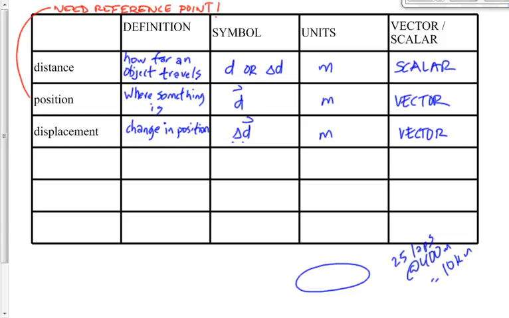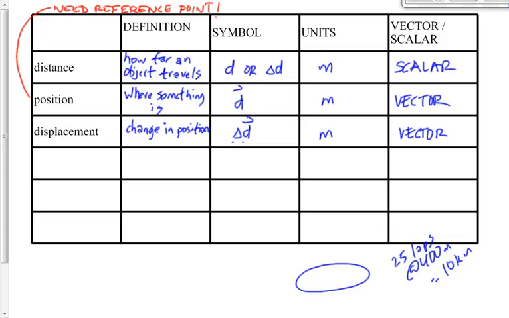Now, I was going to use 5K as an example. That was a bad example, right? Because what happens when I run 5K? I run 12 and a half laps. What's my distance traveled? 5K. What's my displacement? It'd be 200 meters there, right? Because I'm 200 meters away from where I started. Does that make sense? Okay. So we got the difference between distance, position, and displacement. Good. Got a little bit more to tell you, and then we're going to do a problem here.